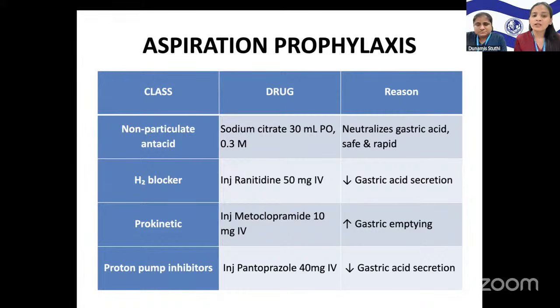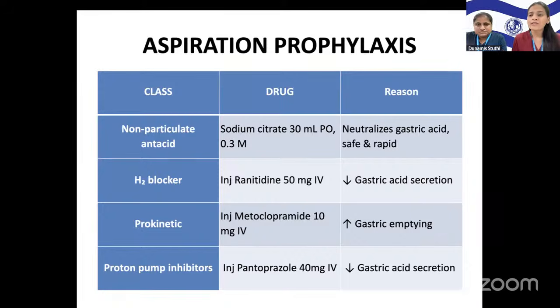So the 4 classes of drugs will be: non-particulate antacid, sodium citrate, 30 ml should be given per orally, which is 0.3 molar, 30 minutes before the surgery. It helps in neutralizing the gastric acid that is secreted. It is safe and rapid in action.